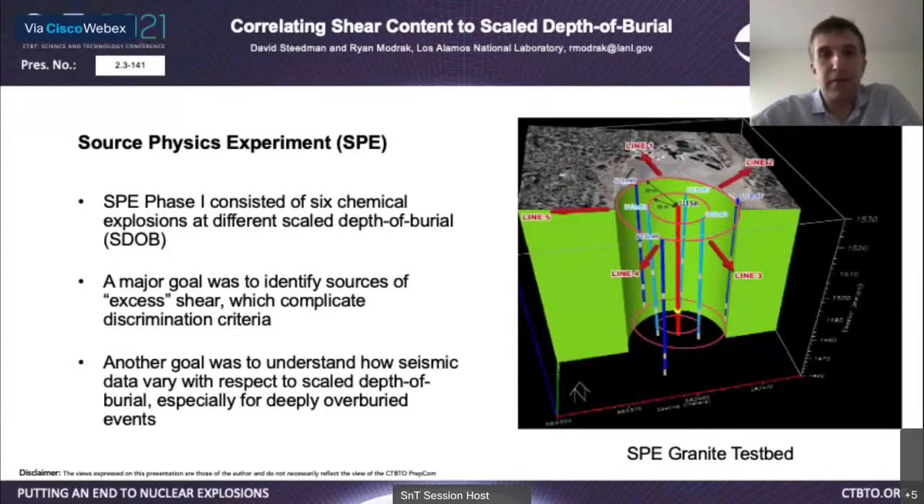And I suspect this may be a familiar term to some. A scale depth of burial is simply the ratio of depth to the cube root of yield. And so if scale depth of burial is low, then an event is said to be underburied. If it's high, an event is said to be overburied. And as it turns out, this experimental approach of varying scale depth of burial while leaving other aspects of the experimental design constant led to some insights about shear wave generation.